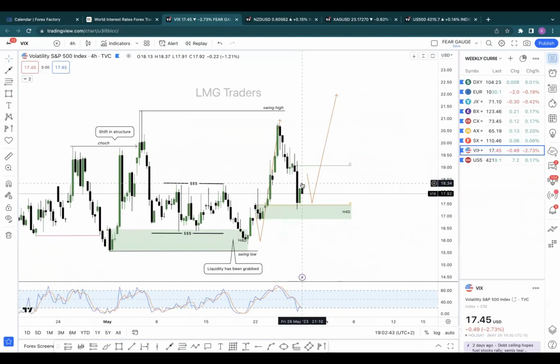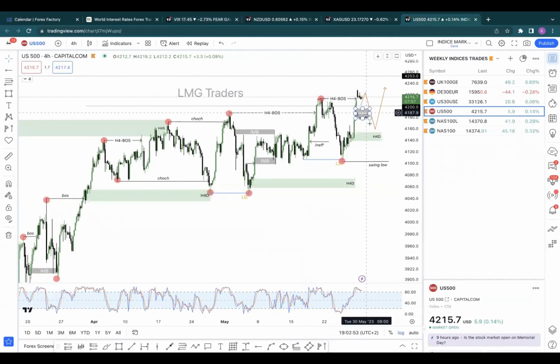In this case, we're seeing the VIX reacting off this demand zone, respecting it and pushing to the upside. If the VIX does push to the upside, we should expect the US 500 to push to the downside, right? And that's what I'm currently expecting, because we did manage to break out of the range, from point A to point B.